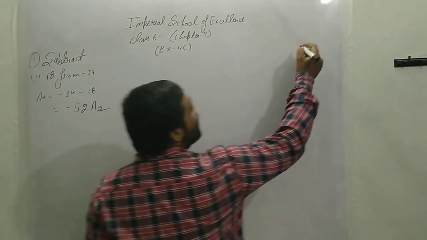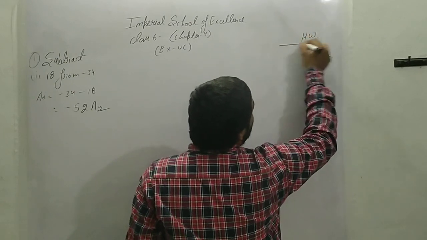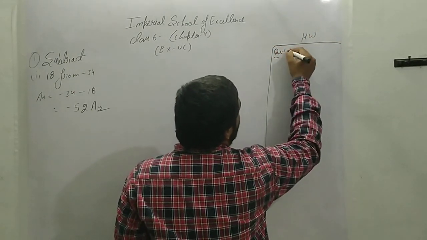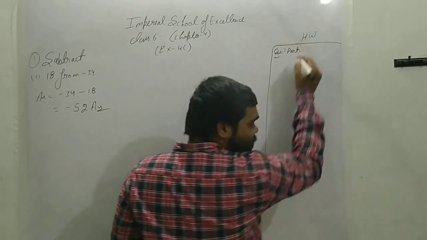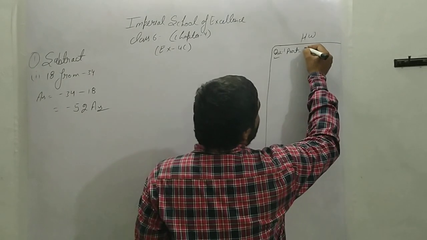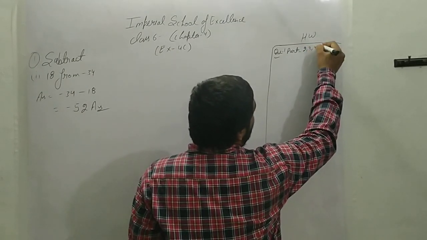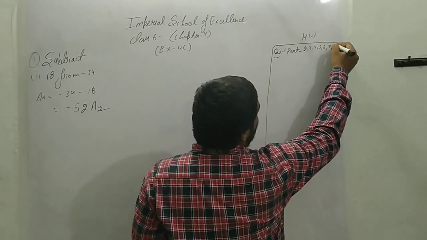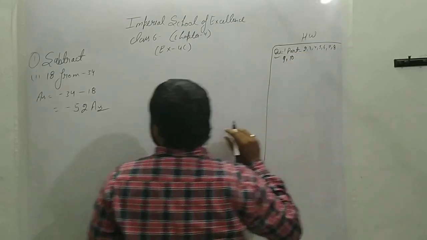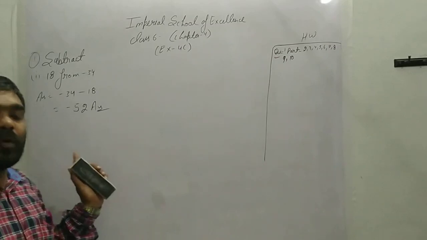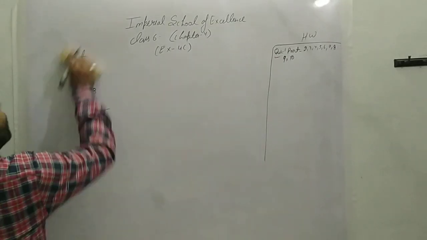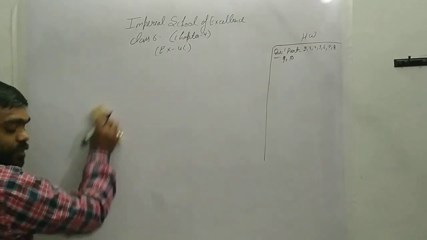Same I am mentioning here the homework for you. The homework is question number 1, you have to do parts second to 10: 2, 3, 4, 5, 6, 7, 8, 9 and 10. All parts are same. I have explained one. You have to do by your own. After that question number second. Question number second is given here.